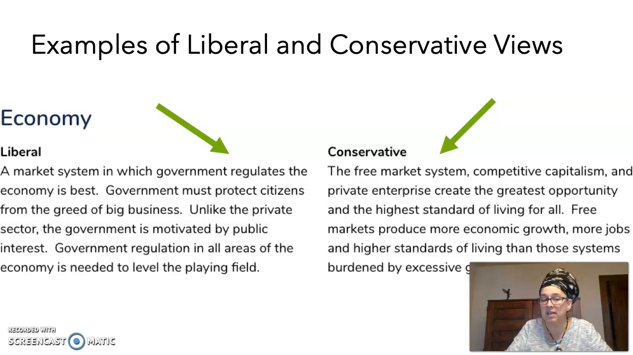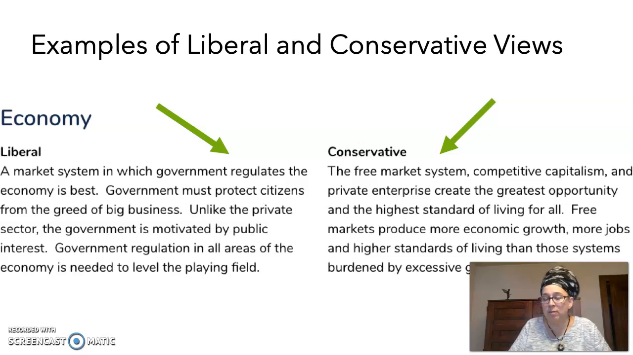Government must protect citizens from the greed of big businesses. Unlike the private sector, the government is motivated by public interest. So rather than leaning toward the higher level money people, they say, yeah, everybody should have a safe environment. Yes, we should follow codes in housing so that some people don't get put into housing that is substandard. Government regulations in all areas of the economy is needed to level the playing field.